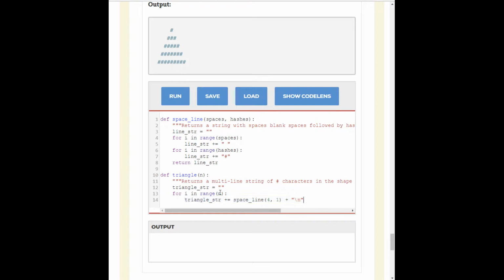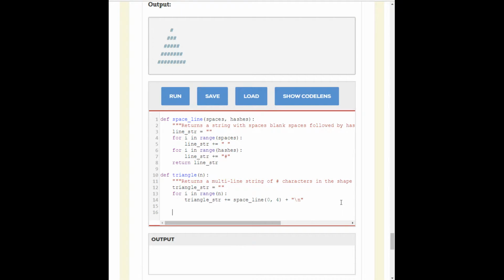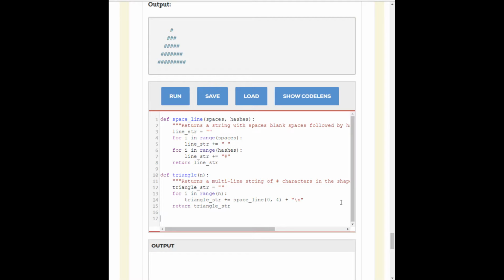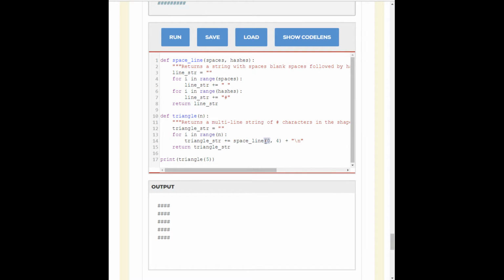Right now this is basically the same line of code that we would use to get a square. If I instead did 0 and 4, this is going to make me a square of 4. Let me first set up my return, and then call triangle 5. Actually this will give me a rectangle that is 5 high and 4 long. If I increase the spaces, it's going to get me a rectangle that is 5 high and 4 long and slightly over to the right.